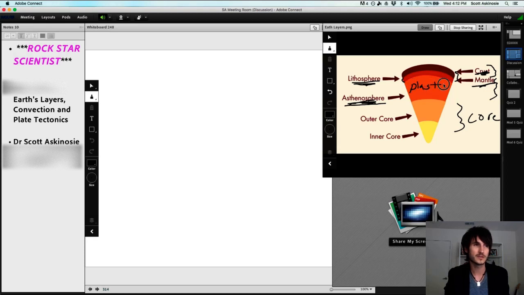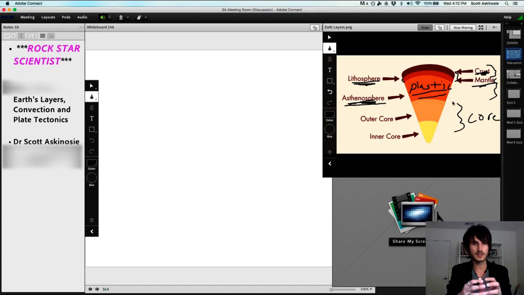And this is important because this is a really great test question when they ask about what is the most plastic, or what do we consider the plastic part of the Earth's layers. And when we say plastic, we don't mean plastic like a water bottle. We mean plastic as in it's malleable. And to be malleable is to be able to be formed. So it's not quite solid, but it's not quite liquid either.